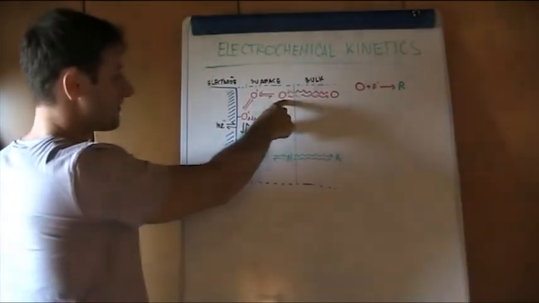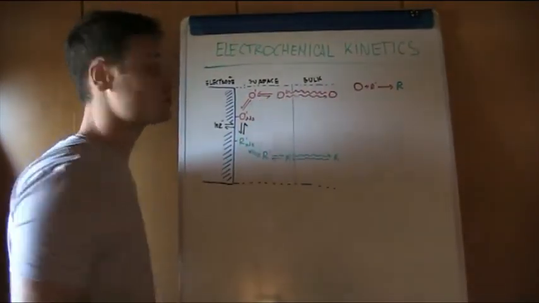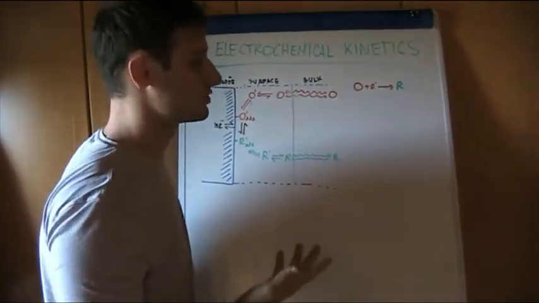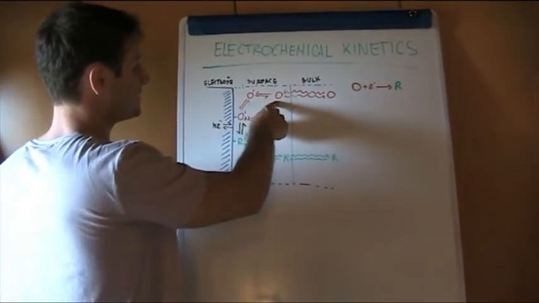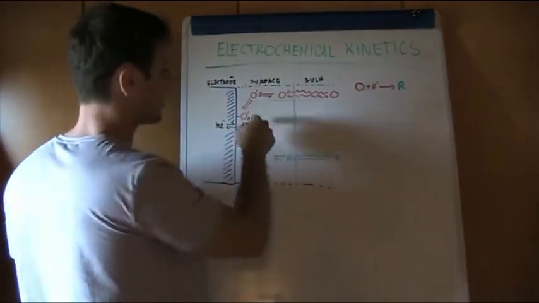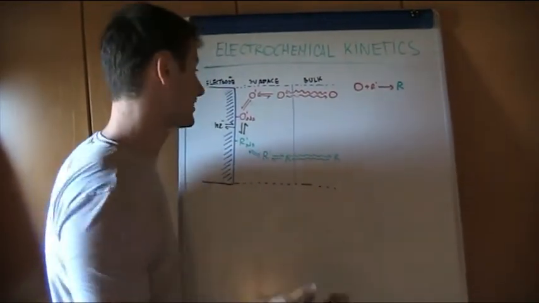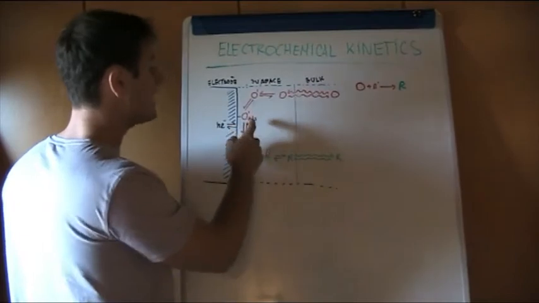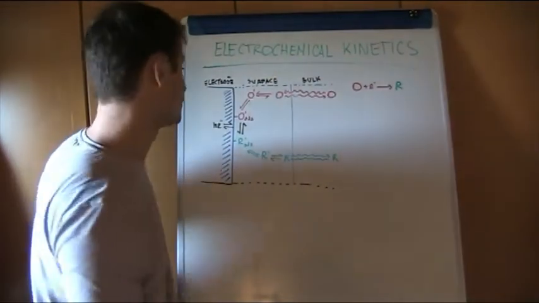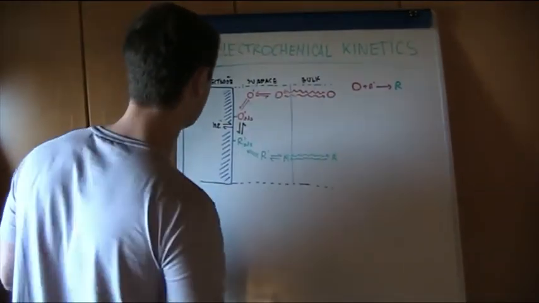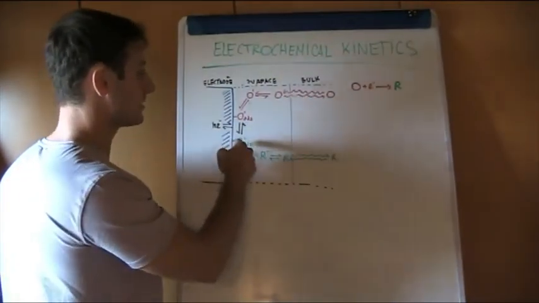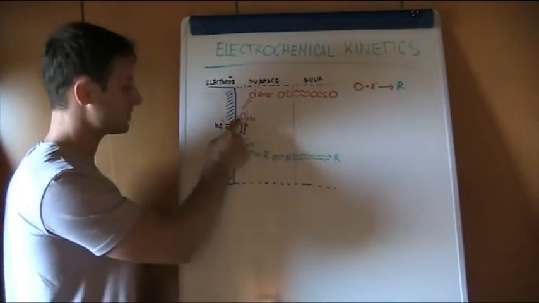Then we can even have a chemical reaction. This is not always present, but it's important to remember that sometimes the species that undergoes reduction is not the same as the one in the bulk. Then we have the adsorption, and then we have the electron transfer. So on the surface of the electrode, we actually have the exchange of electrons in order to pass from this species to this one.